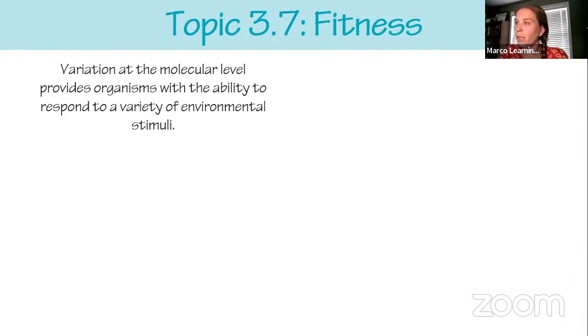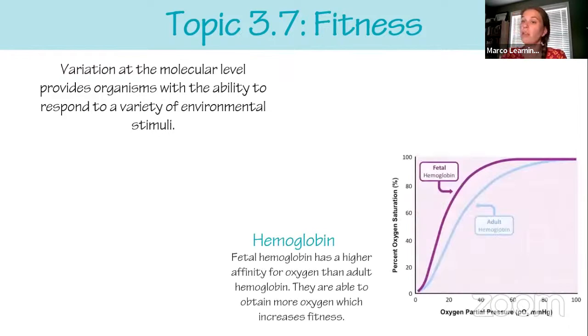So there's variation at the molecular level. And because of this variation, it allows organisms to respond to environmental stimuli. Okay, so here we can see hemoglobin, and I'm going to be completely honest with you, I had no clue what the standard was talking about. So I actually did watch the AP Classroom video, and these are the two examples that they use. That's why I'm bringing them to you, because that's the only thing I could come up with.